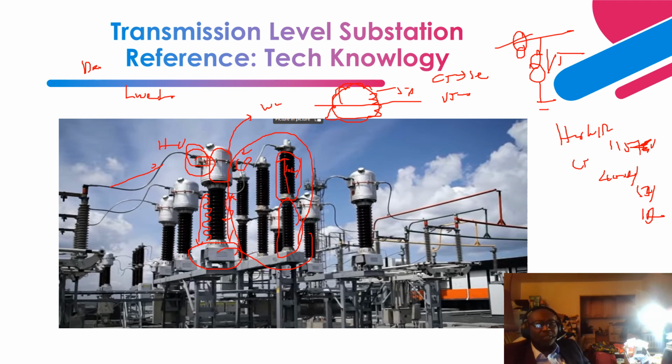So this interrupting chamber has SF6 gas. We have a stationary contact and a movable contact inside, and this SF6 gas is utilized to quench any arc that can occur during opening and closing of the circuit breaker. Then again, these are basically buses, tubular bus, made from aluminum conductor.